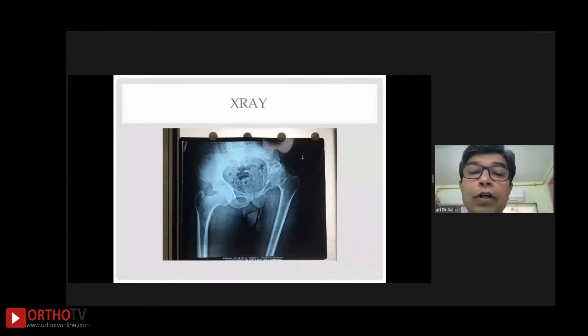So Vinay, was he expecting to sit cross-legged after surgery, or what was your counseling to him? What realistic expectation did you explain to him? No. Honestly speaking, I tell every patient undergoing hip replacement that you are never going to sit cross-legged. You should avoid sitting cross-legged because I'm not a very big fan.